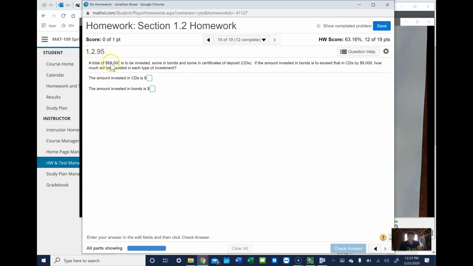So here it says a total of $83,000 is to be invested, some in bonds and some in certificates called CDs. All right. And it says if the amount invested in bonds is to exceed that in CDs by $9,000, how much will be invested in each type of investment? Okay.